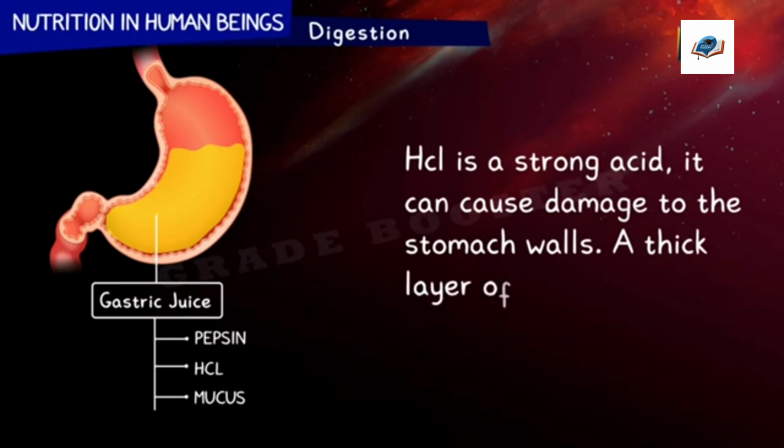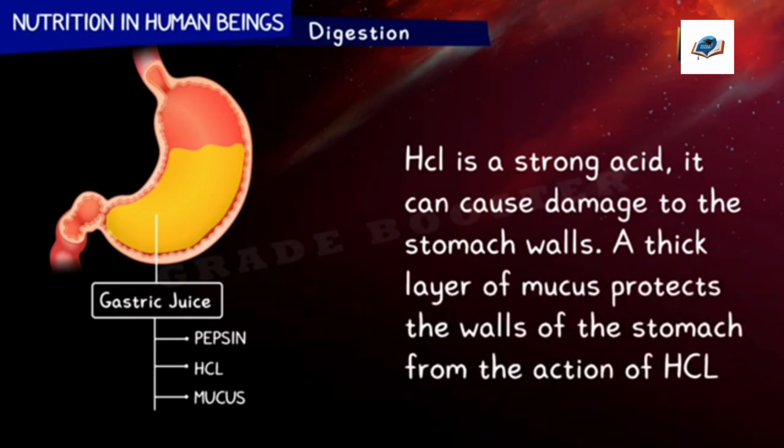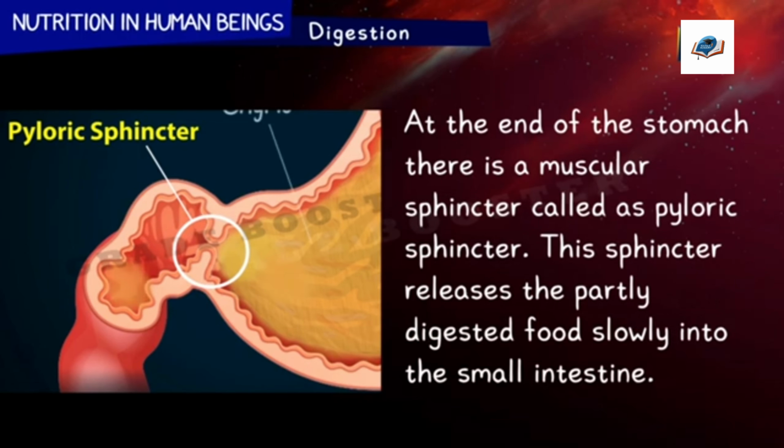Hydrochloric acid is a strong acid. It can cause damage to the stomach walls. A thick layer of mucus protects the walls of the stomach from the action of HCl. At the end of the stomach, there is a muscular sphincter called the pyloric sphincter. This sphincter releases the partly digested food slowly into the small intestine.